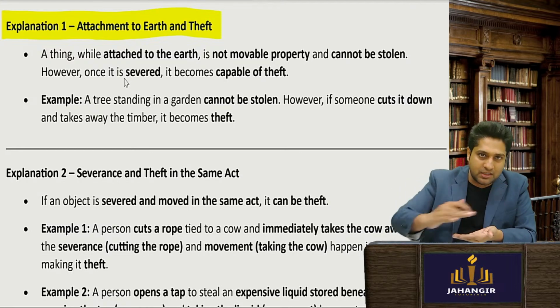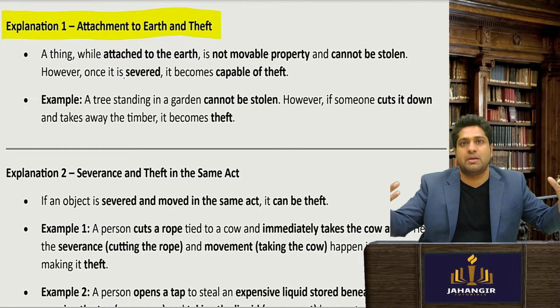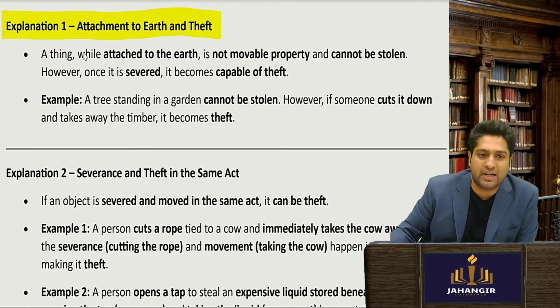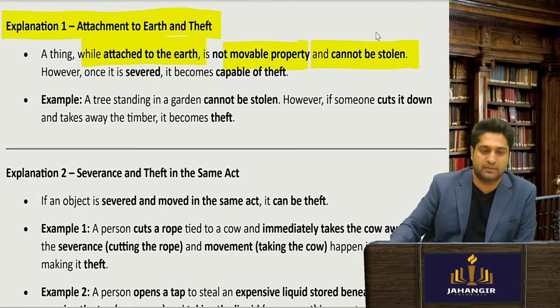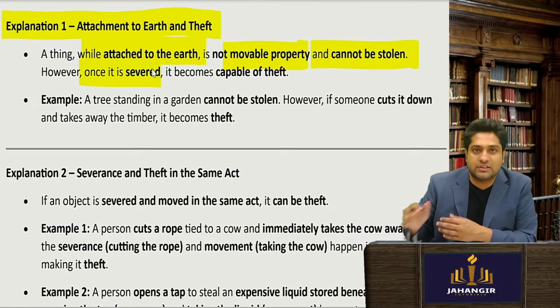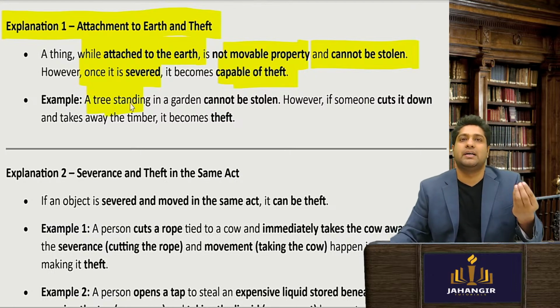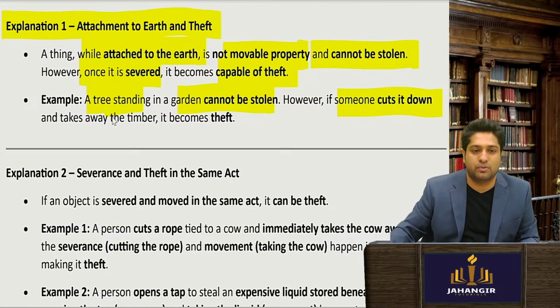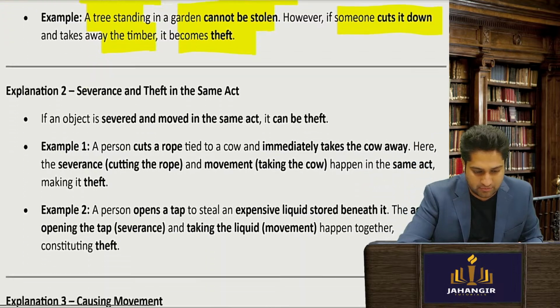However, once you cut the tree and it becomes movable property, then the fruits or any branches or the wood can be stolen after cutting it. So while something is attached to the earth like a tree, it is not movable property and cannot be stolen, simple. However, once it is severed, once you cut it, then it is capable of being stolen. So the example is of a tree. A tree in the garden cannot be stolen, but if you cut it down and then take the wood and the fruits and run away, that is called theft.